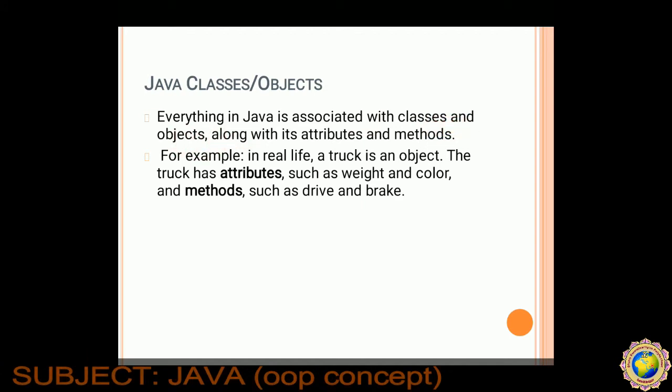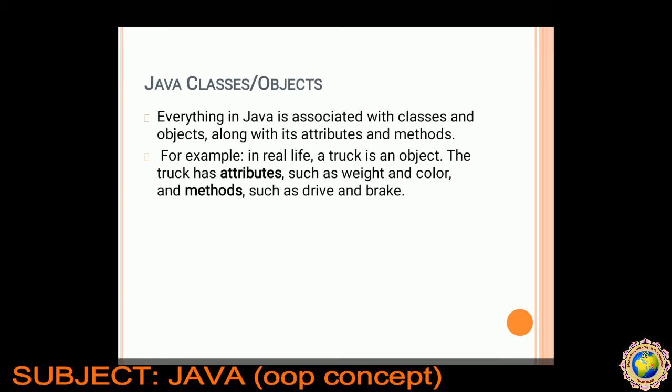We have already learned about one feature of Java: Java is a pure object-oriented programming language. So its attributes and methods, classes and objects are associated with Java. For example, in real time, a truck is an object, and the truck has attributes such as weight and color, and methods such as drive and brake. So this is the real-time example of object, class and method.